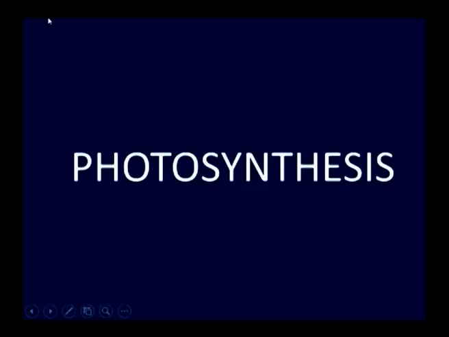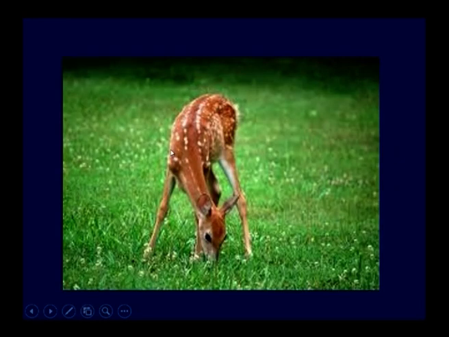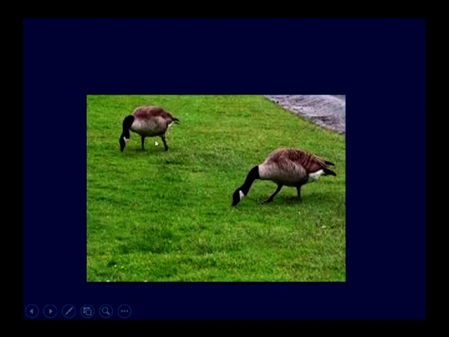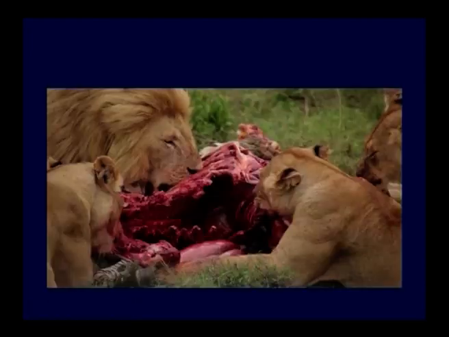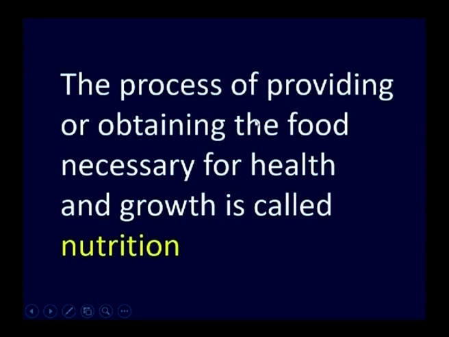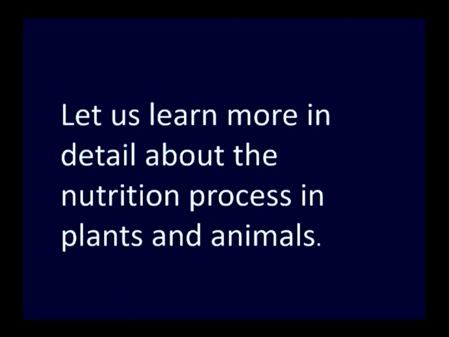Children, observe here, this animal eating grass. Here observe some birds eating insects present in the soil along with plants and grass, and here the animal eating another animal, meaning the carnivore eating another carnivore. The process of providing or obtaining the food necessary for health and growth is called nutrition. Let us learn about different types of nutrition processes in plants and animals.